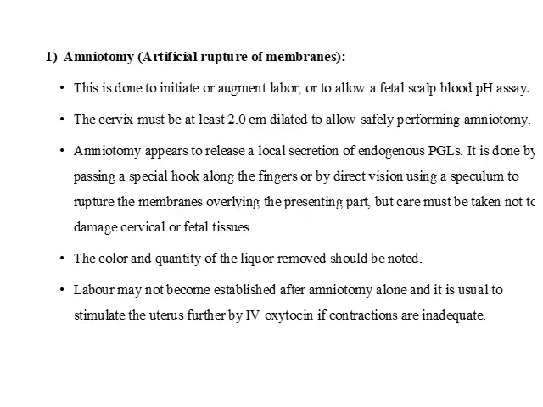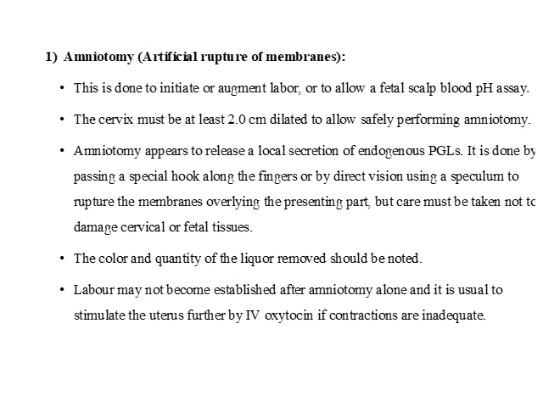Amniotomy. It is an artificial rupture of membranes. This is done to initiate or augment labor or to allow fetal skull blood pH assay. The cervix must be at least 2 cm dilated to allow safely performing amniotomy. So, artificial rupture of membrane should not be used when the cervix is dilated less than 2 cm. Amniotomy appears to release local secretion of endogenous prostaglandin.